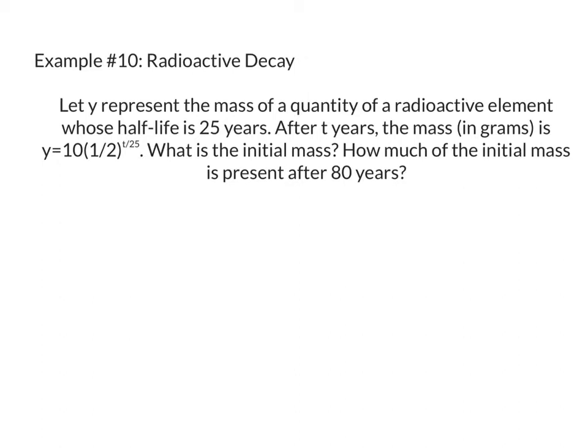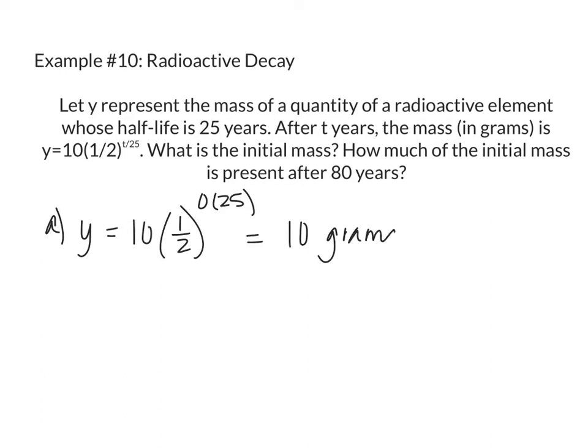To find the initial mass, that means that time is 0 years. So for the initial mass, we would have Y equals 10 times 1/2 to the 0 over 25. 0 over 25 is 0. Anything to the 0 power is 1, so this is really 10 times 1, which makes this 10 grams. So there's 10 grams initially.